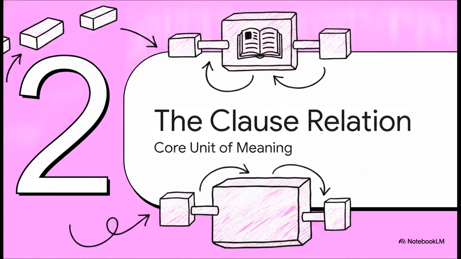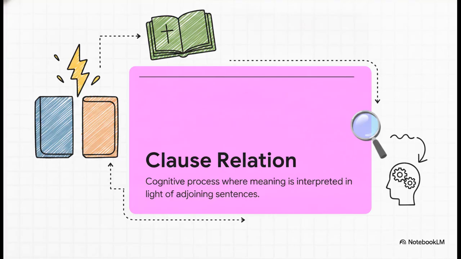Which brings us to Section 2, the clause-relation concept. The core unit of meaning. So, if we aren't using isolated bricks anymore, what exactly is our fundamental building block? Well, Hoey, building on the brilliant work of linguist Eugene Winter, defines the clause relation beautifully. He says it is the cognitive process whereby we interpret the meaning of a sentence or group of sentences in the light of its adjoining sentences. The central, absolutely crucial insight here is that when two pieces of language are placed together, their meaning together is literally greater than the sum total of their separate parts. They create this spark, this relationship, that you completely miss if you just look at them in isolation.